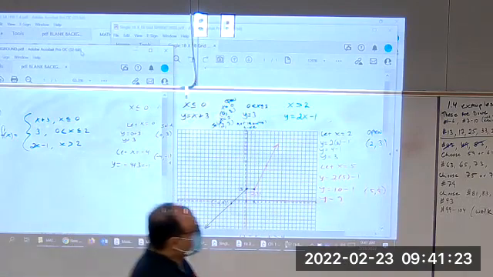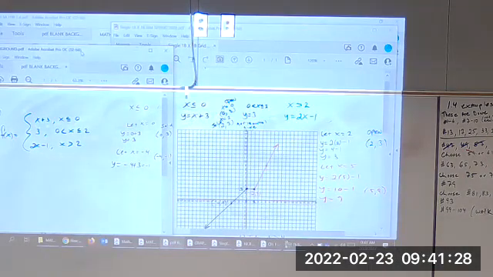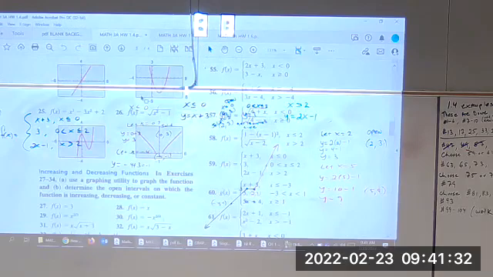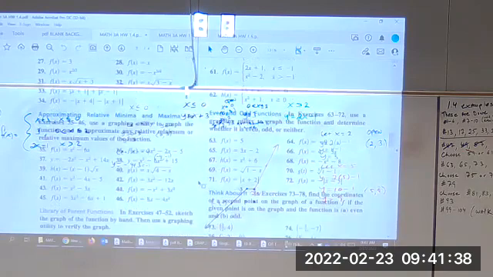That was 59. Okay. Graph it with a graphing calculator, determine whether it's even, odd, or neither. So 63, f of x equals 5, so y equals 5.